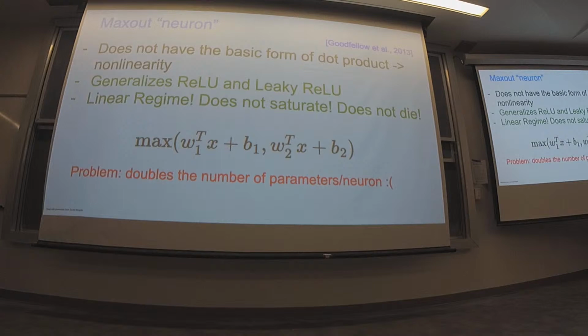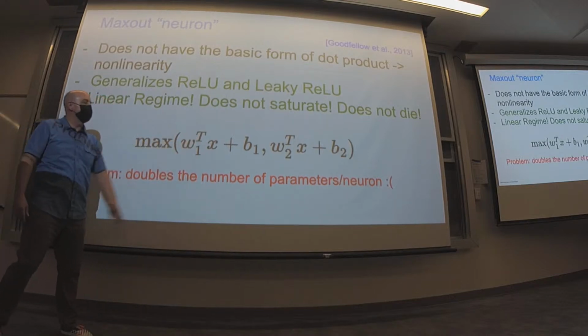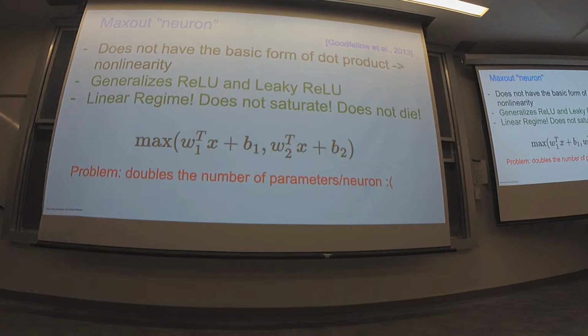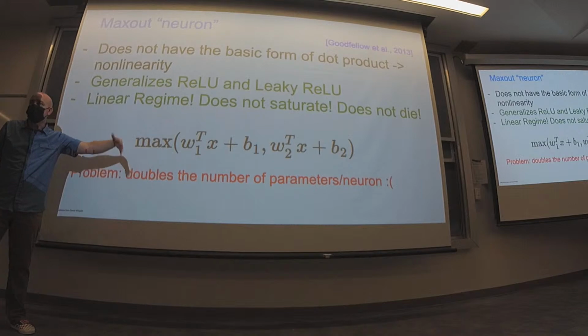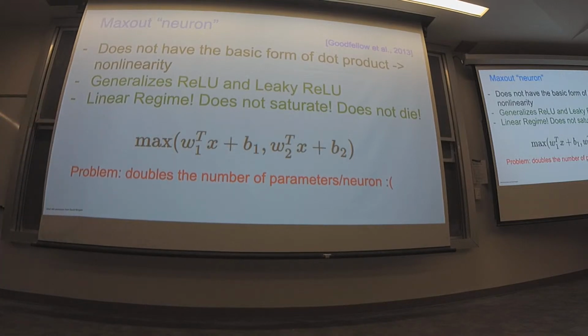Because you're taking the max of linear functions, you're going to be in linear regimes. You're going to have a linear response, which is really great again for propagating signal. There's no saturation here at all, unless for some reason you learn this and these weights became zeros. It generalizes ReLU and leaky ReLU and has all the benefits there, except that it doubles the number of parameters you have to learn per neuron. So in the end, you usually don't get much benefit from doing this. People just end up using a ReLU.